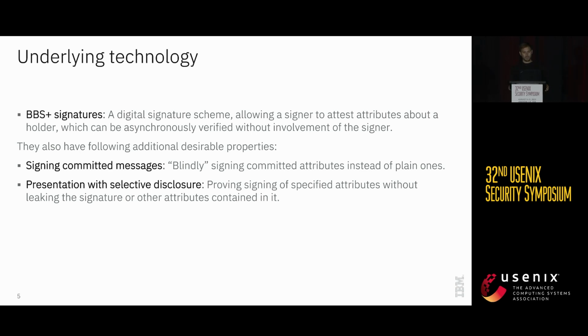In this paper, they also use an extension of BBS called BBS Plus, and this particular extension allows for blind signing of attributes, so the signer doesn't know what attributes it is signing, as well as presentation with selective disclosure. So we can verify the signature of the credential also on a subset of the attributes. We don't need to always take all the attributes that we signed early on and verify; we can also verify on a subset of these attributes.